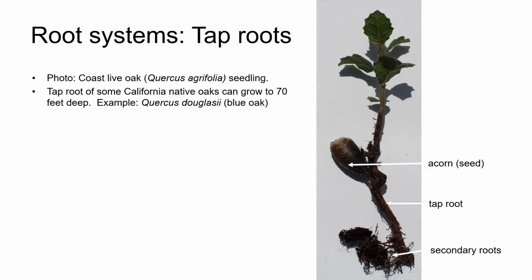Our California native oaks are good examples of plants that can form very deep taproots. The photo here shows a seedling of coast live oak, Quercus agrifolia. This isn't a great photo, there's a lot of shade in it, but you can see the young taproot with secondary roots developing. In the wild, the taproot of some of our native oaks, such as blue oak, Quercus douglasii, can grow as deep as 70 feet in order to tap into water reserves that are held really, really deep in the soil profile.